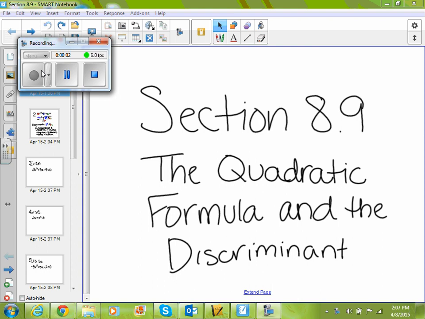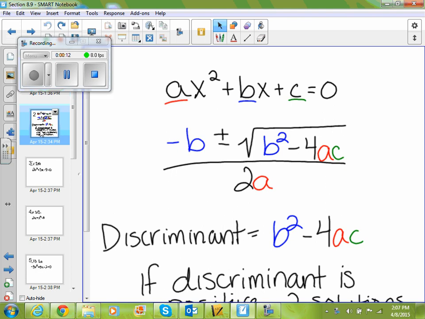Alright guys, today we are going over 8.9, which is the quadratic formula and the discriminant. Notes, yes. Here are some of your notes. That's the first part of your notes. Go ahead and start writing those down.